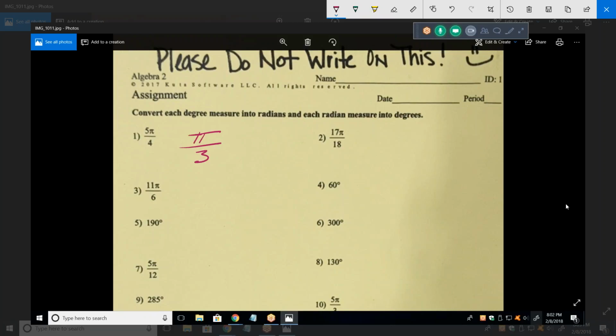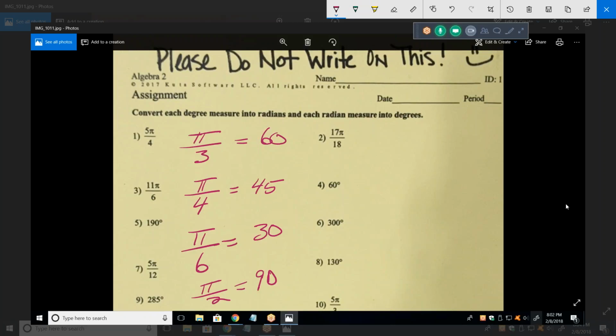What's that equal to? 60 degrees. What's that equal to? 45, oh yeah, 45 because you go down. And pi over 6 is equal to what? 30 degrees. And pi over 2 is 90.